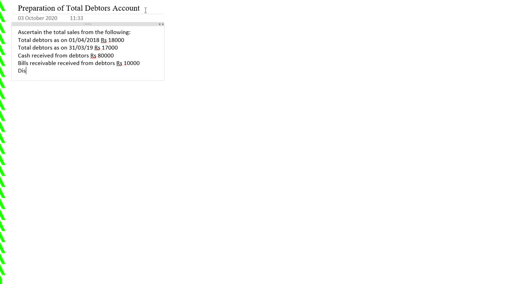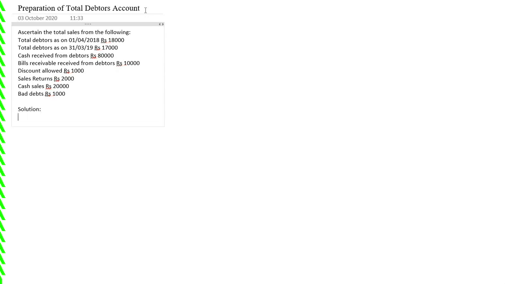Then we have given discount allowed, that amounts to rupees 1,000. Then sales returns amounts to rupees 2,000. Then cash sales amounts to rupees 20,000. Bad debts amounts to rupees 1,000. So from these details now we are required to find out the total sales from the particulars.